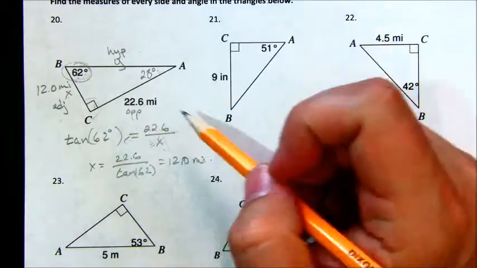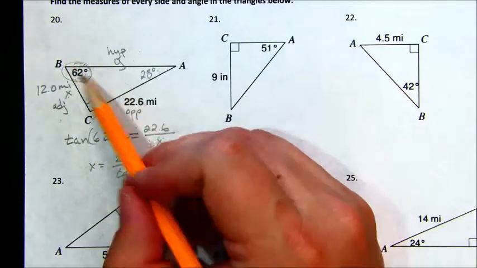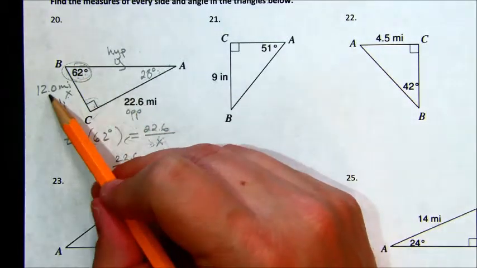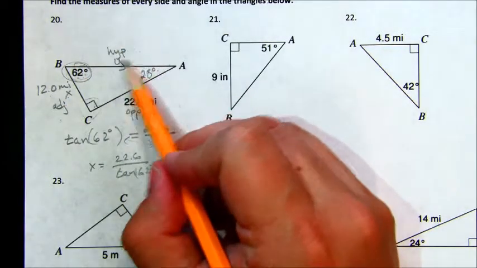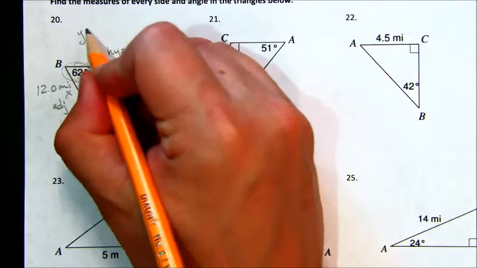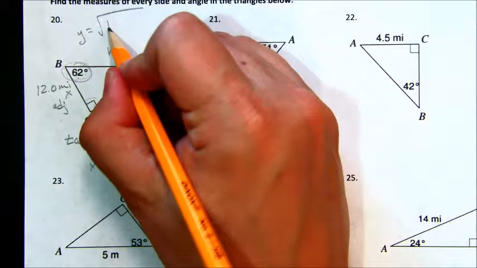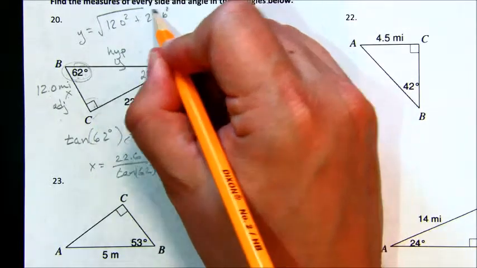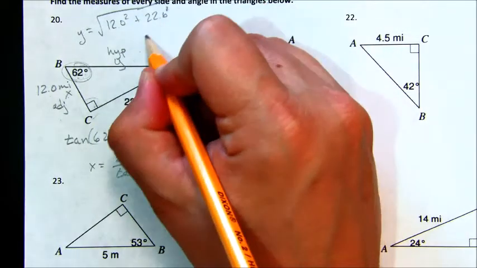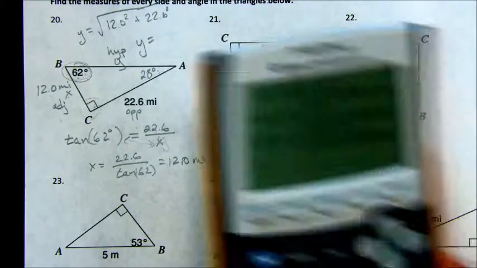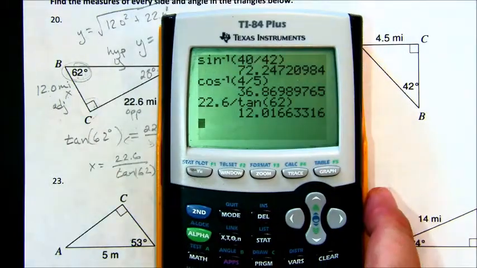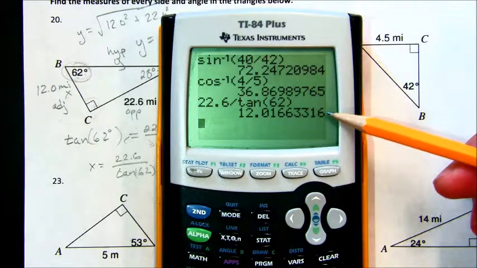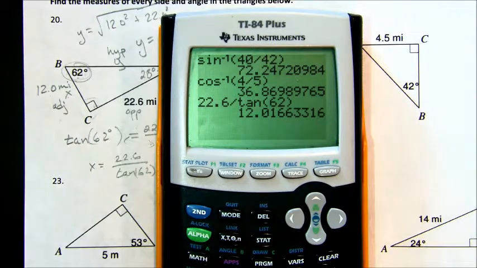Or I could do what I'm actually going to do, which is just use the Pythagorean theorem, because I've got a right triangle, and I know the two legs, so I know that the third side, the hypotenuse, is going to be the square root of 12.0 squared plus 22.6 squared. I'm going to put that into my calculator, and I'm going to use my unrounded answer that's still in the calculator here.